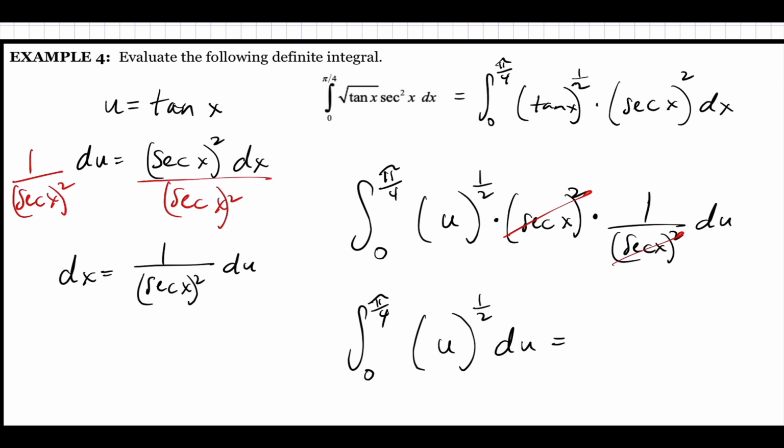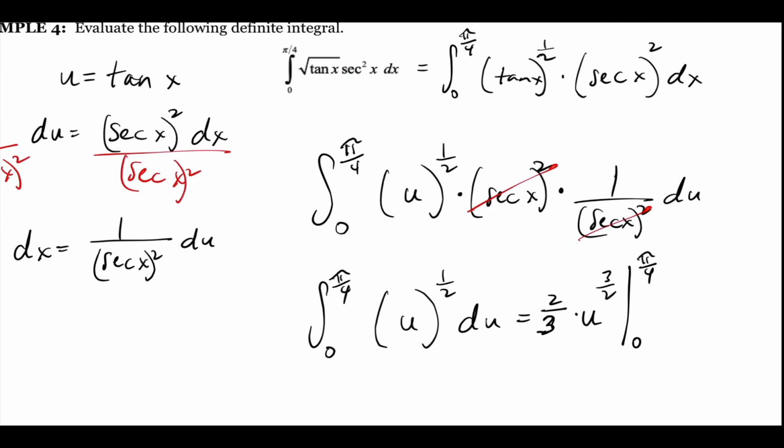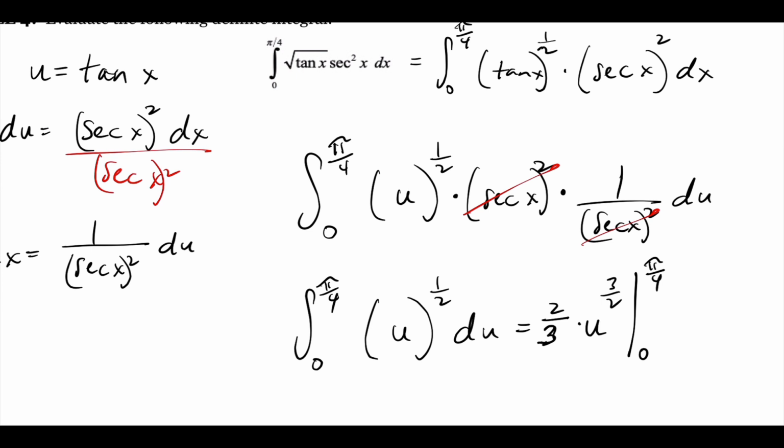u to the 1/2 is a power, so you can use the power rule for that. You add 1 to the power, and divide by that new power. I don't need a plus c here because it's got bounds. So instead of plus c, I put a line, and then I put my first bound on top, my second bound on the bottom. That's where we stopped last week. This week, we just have to plug it in.